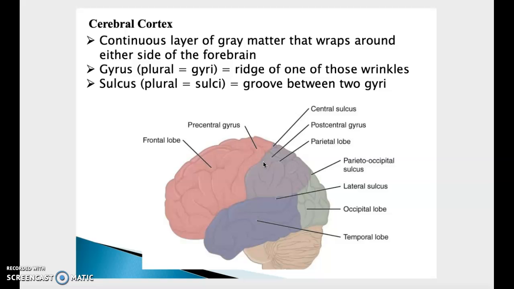The grooves between the wrinkles are called the sulcus, or sulci for plural, and help contribute to the division of different lobes of the cerebral cortex and locational framework. The central sulcus separates the frontal lobe from the parietal lobe. The lateral sulcus separates the frontal and parietal lobes from the temporal lobe. And then the parieto-occipital sulcus separates the parietal lobe from the occipital lobe, as it dictates within its name.